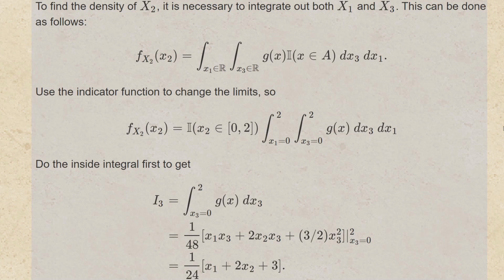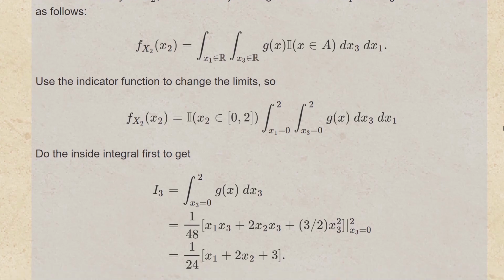So the density of x sub 2 at little x sub 2 is the indicator that x sub 2 is from 0 to 2 times the integral as x1 goes from 0 to 2 of the integral as x3 goes from 0 to 2 of g of x dx3 dx1. Let's do the inside integral first.